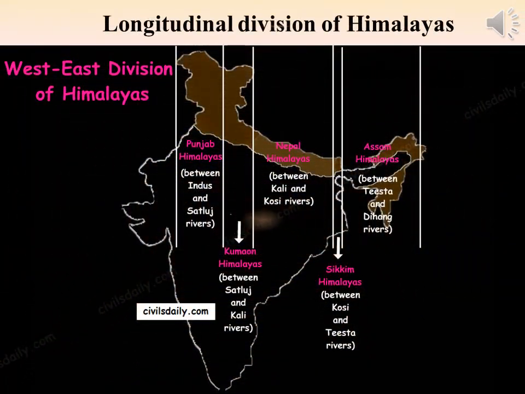Now we'll learn about the longitudinal division of Himalayas. Here we have divided the Himalayas into five longitudinal divisions. First, Punjab Himalayas, which is between Indus and Satluj River. Second, Kumaon Himalaya, which is between Satluj and Kali River. Third, Nepal Himalayas, which is between Kali and Kosi River. Fourth, Sikkim Himalayas, which is between Kosi and Teesta River. And last, Assam Himalayas, between Teesta and Dihang River.